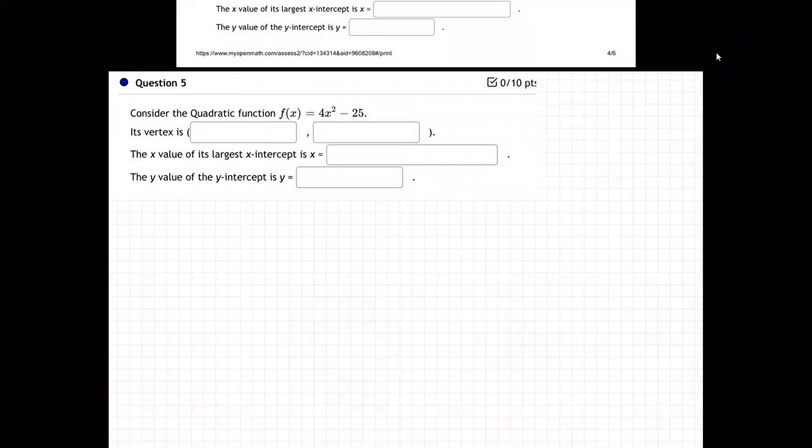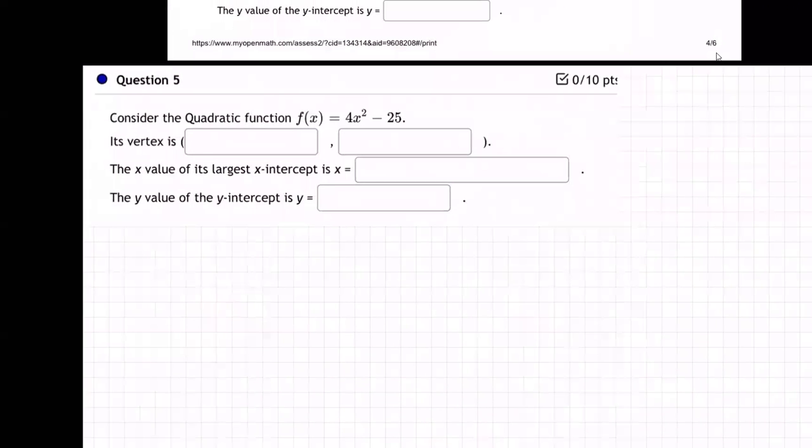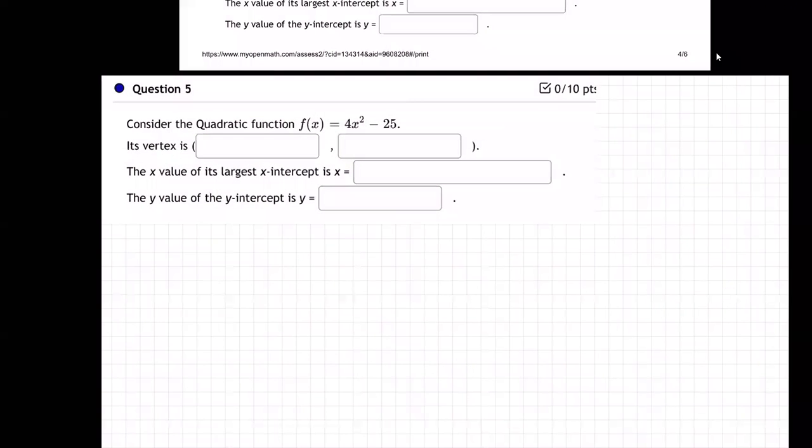Okay, so on this question, they're giving us a quadratic function, an x squared function right here. And they're asking us for the vertex, the x value, and the y value of the intercepts, okay? So let's bring it down here. So f of x is the same as y. I don't know if I've said that before, but functions like f of x, g of x, h of x, those are just y. Those are the same as y. This is y equals 4x squared minus 25.